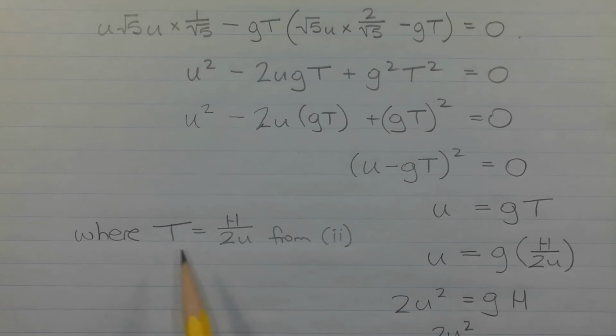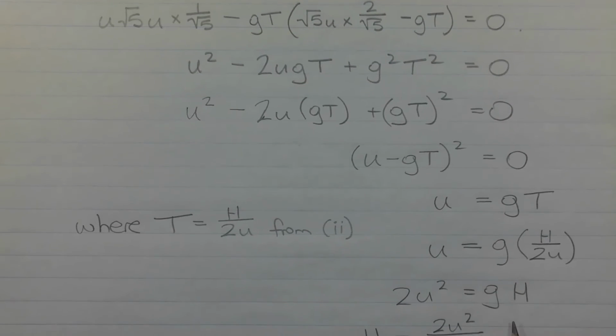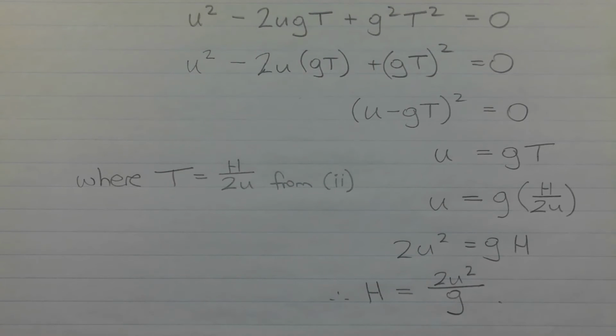Now we found capital T from part 2. Capital T is equal to capital H over 2u. So u is equal to g times capital H over 2u. And multiplying both sides of the equation by 2u, we get 2u squared is equal to g times capital H. And then dividing both sides of the equation by g to make capital H the subject, we get capital H is equal to 2u squared over g as required.